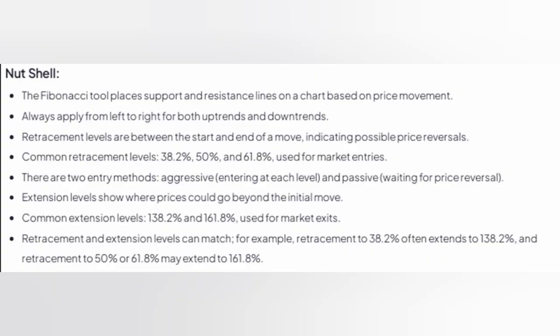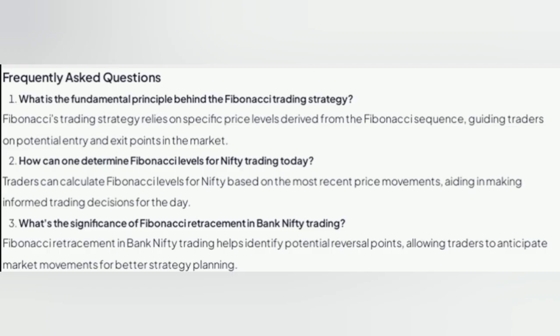There are two entry methods: aggressive, entering at each level, and passive, waiting for price reversal. Extension levels show where prices could go beyond the initial move. Common extension levels are 138.2% and 161.8%, used for market exits. Retracement and extension levels can match. For example, retracement to 38.2% often extends to 138.2%, and retracement to 50% or 61.8% may extend to 161.8%.